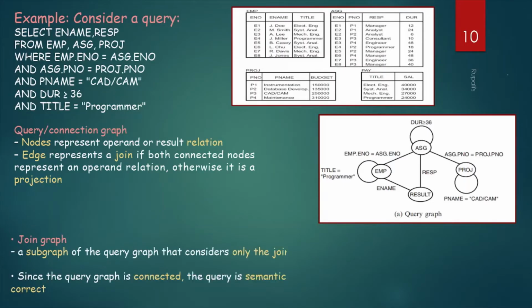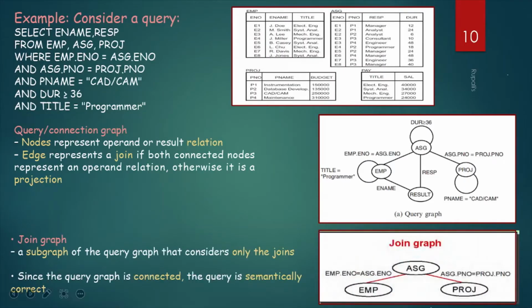Now we have to learn how to draw the join graph. What is a join graph? It is the subgraph of the query graph, but here we only consider the joins. So the joins are ASC table with EMP table, emp.eno equals asc.eno, and ASC table with project table, asc.pno with project.pno. Now see, all the relations are connected. Since the query graph is connected, we can say the query is semantically correct.